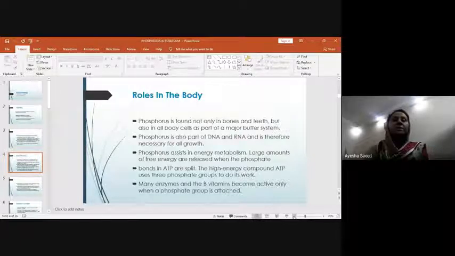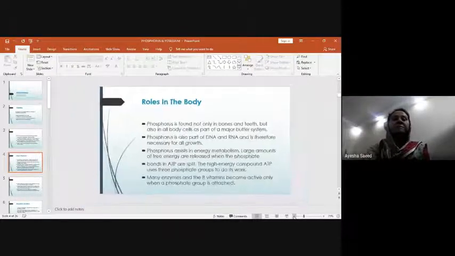Phosphorus assists in energy metabolism. Large amounts of free energy are released when the phosphate bonds in ATP, adenosine triphosphate, are split. That is the energy-yielding compound. This compound uses three phosphate groups to work. Many enzymes and B vitamins become active only when a phosphate group is attached to them.